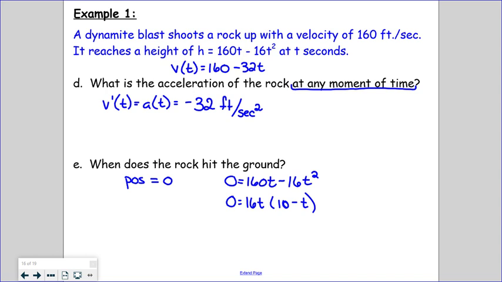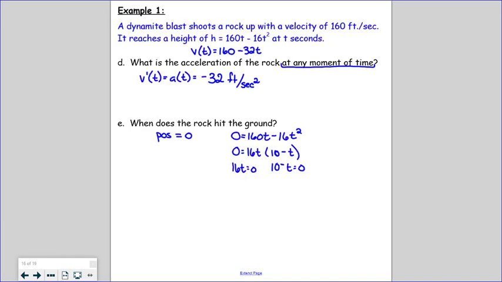Check out my GCF first. Anything that has a t gets set equal to 0. Continuing to solve, we find that time equals 0 or time equals 10. We have two answers, and we have to figure out which one is when it hits the ground. Well, time equals 0, isn't that when it's shooting up into the air? So then it comes back down and hits the ground at time equals 10 seconds. Questions?